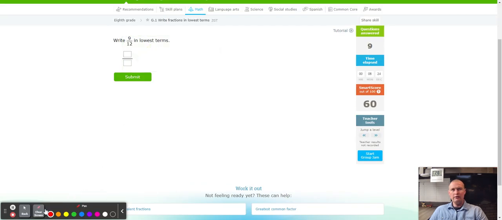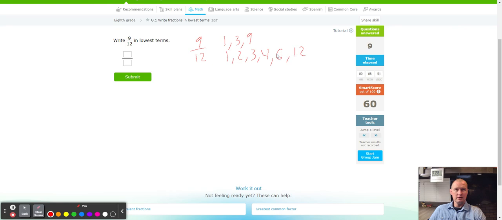All right, next up we got 9 over 12. Looks like both values can be divided by 3. Let's find out if that's true. 9 can be divided by 1, 3, and 9. 12, a lot of numbers. 1, 2, 3, 4, 6, and 12.